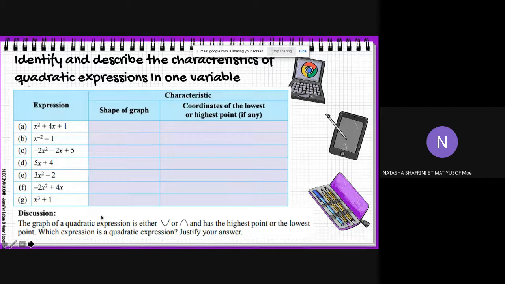Okay, so now untuk discussion, the graph of a quadratic expression is either U-shape or N-shape and has the highest point or lowest point. Which expression is a quadratic expression? Justify your answer. Okay, tadi kita dah buat lah. Untuk ni tadi you dah boleh.